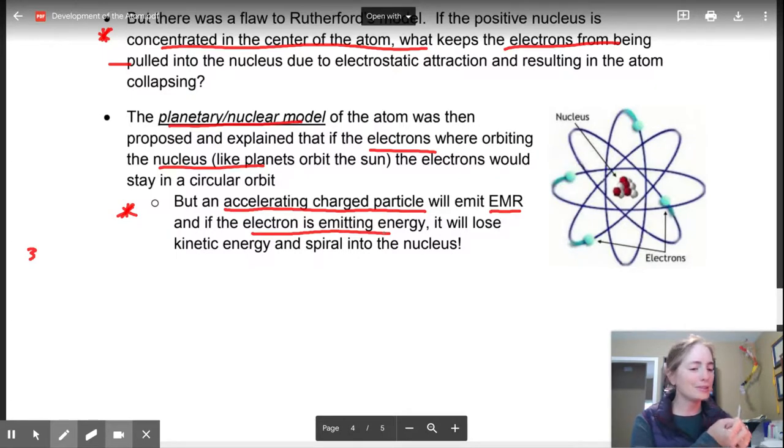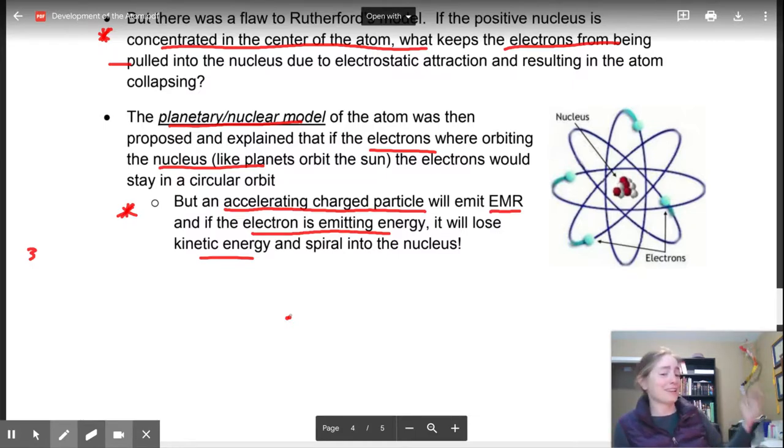And as it loses energy, it's going to start losing momentum. It's going to start spiraling towards the nucleus. It's going to lose its kinetic energy. That's a problem. So that would mean the atom would collapse almost like instantly. And since we know atoms are pretty stable, I'm fairly certain atoms aren't just randomly collapsing, that this isn't going to be the exact model.